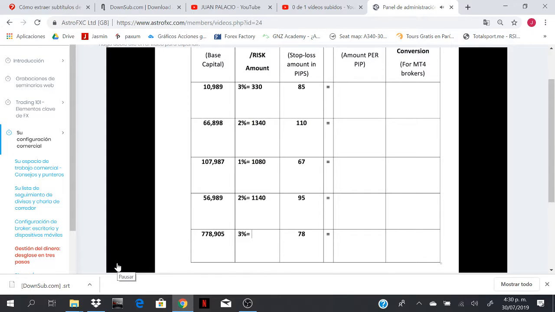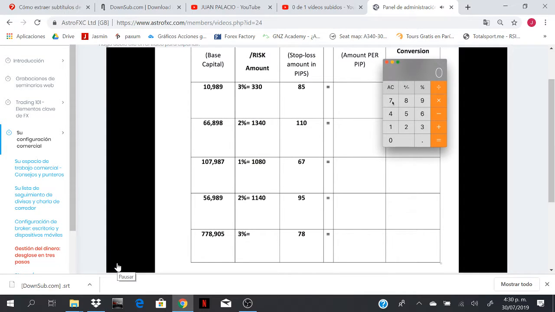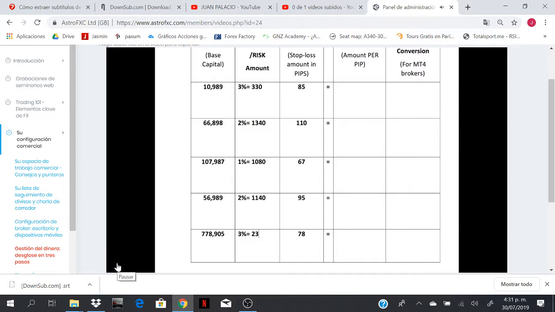Last but not least, slightly larger account this time. 778,905. We want 3%. So divide it by 100. That's our 1%. So 1% is £7,789.05. And we want 3%, so we times it by 3 to get £23,367.15. I'm going to round that up to 23,370. It's a big risk.